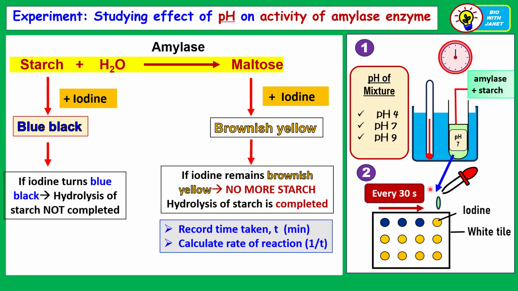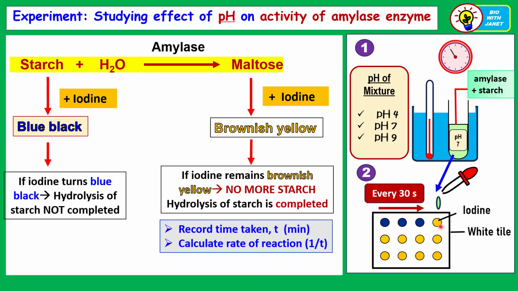Now, every 30 seconds, we take out a bit of this mixture and drop it onto the iodine solution to test for the presence of starch, right? So at first, you may get a blue-black color, right? This shows that the starch is still present. But maybe after that, you may get the brownish yellow color, which is the original color of the iodine. That means the iodine remains brownish yellow. This means that the starch is no longer present in the mixture and the hydrolysis of starch is completed.